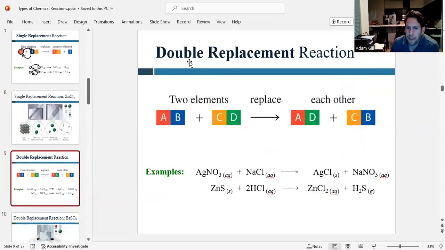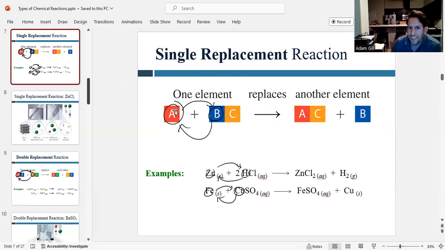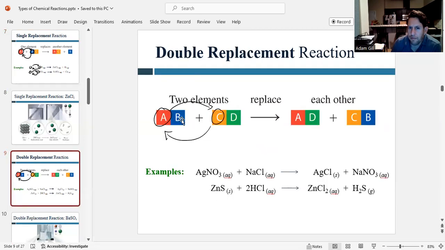The next type of reaction is a double replacement reaction. This is when you have 2 compounds and they trade places. So A and C are going to swap. And so now you have 2 new compounds. With a single replacement, you have a single element and one compound. With a double replacement, you have two compounds. This would be like swingers that trade partners.